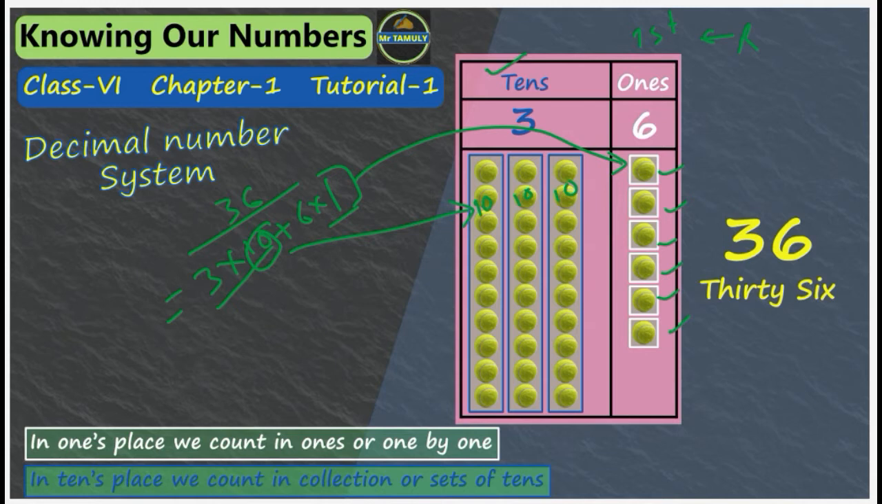So from this, you can learn the most basic thing about a decimal number system, which is in ones place we count in ones, and in tens place we count in sets of tens. So let's see one more example to understand this in a better way.